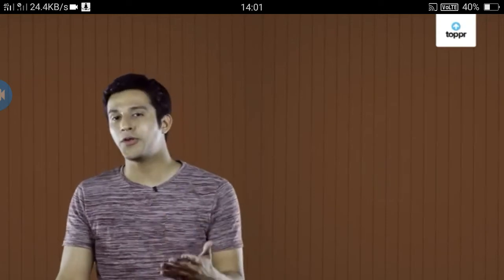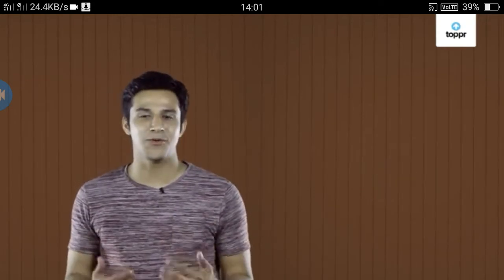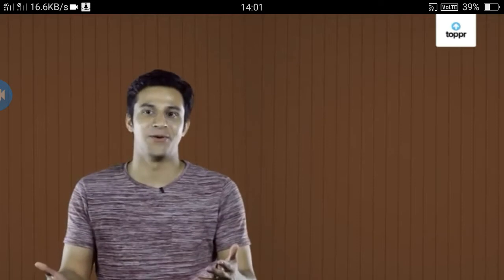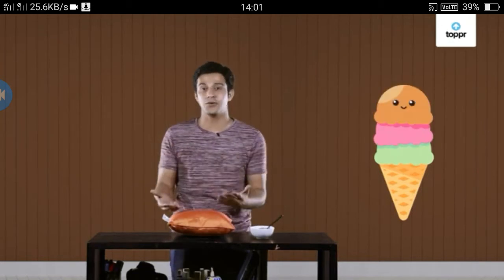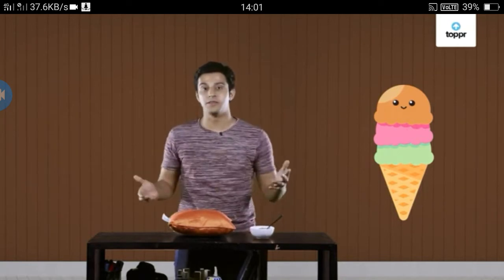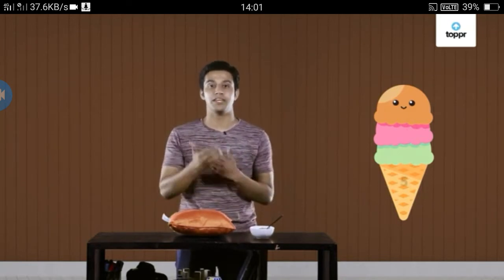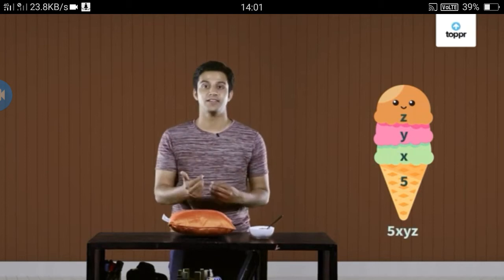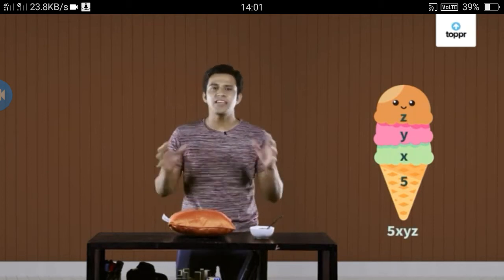Now, I don't know about you, but I sure like more than one scoop on my ice cream cone. So just like you can have first scoop of any flavor, you could have second scoop of any flavor or even a third scoop of any flavor. Just like that, you can have different variables and each variable could be denoted by different letters. They could all take any value.